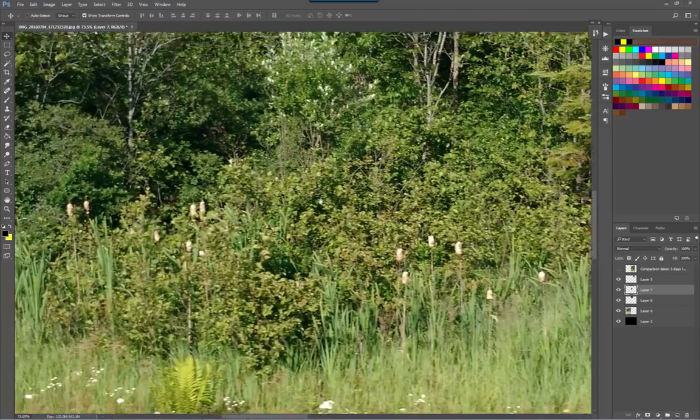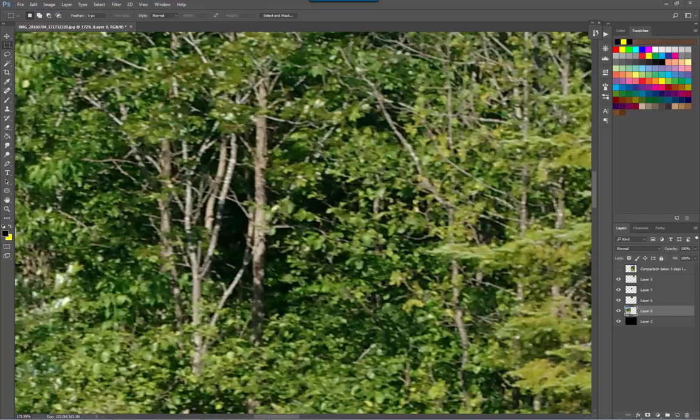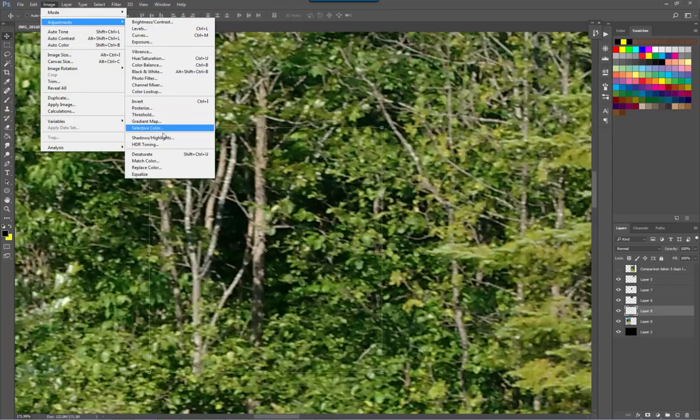Let's just have a look around. Let's just brighten up this area. Shadows and highlights.